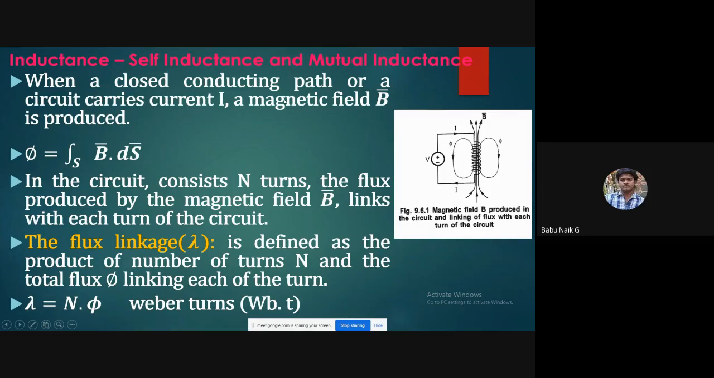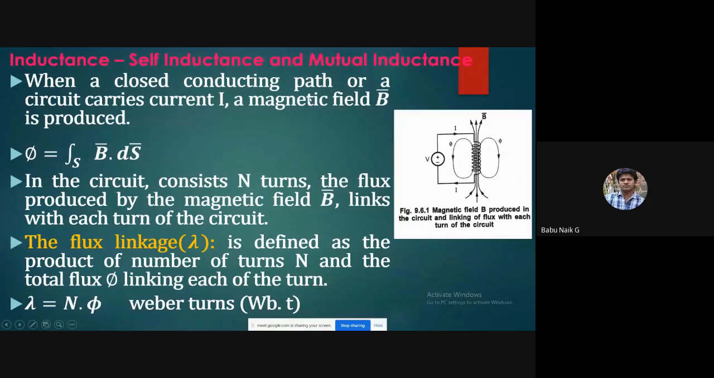Now, considering self-inductance and mutual inductance, let us take one simple closed conducting path, a circuit, carrying current I. Once that current I flows, a magnetic field will be produced around the conductor, as we know in a magnetostatic field.